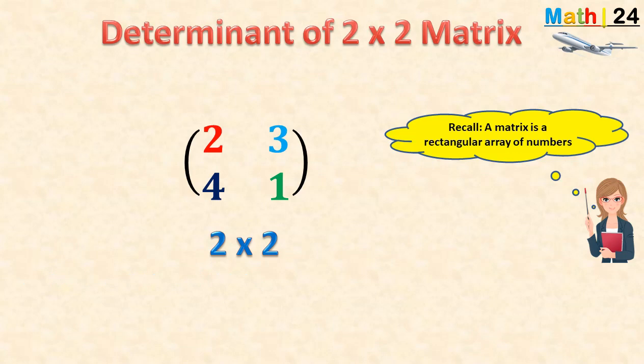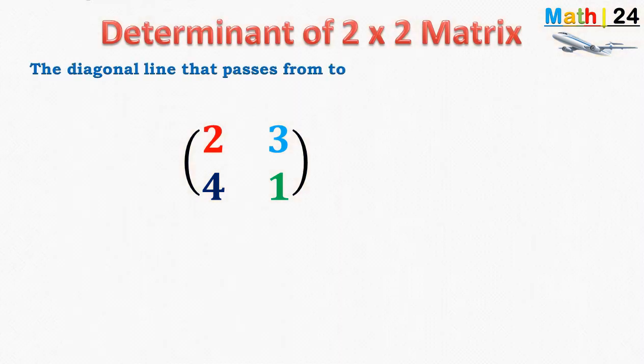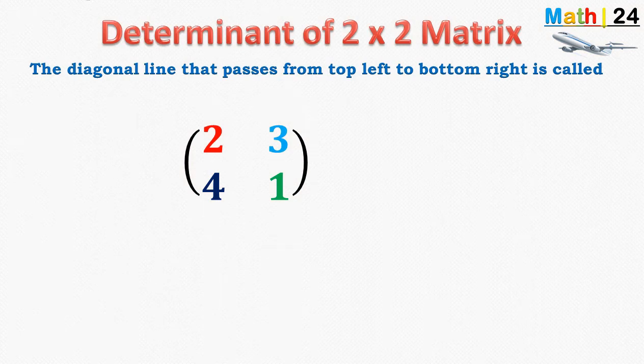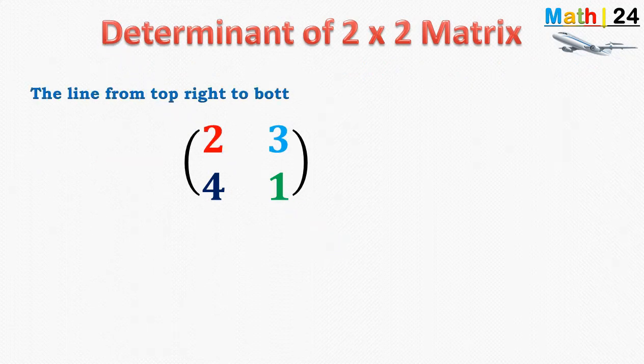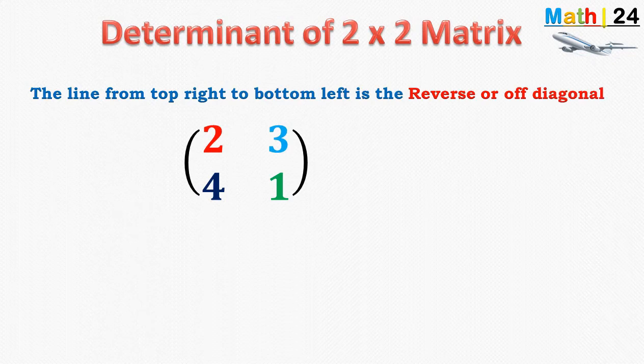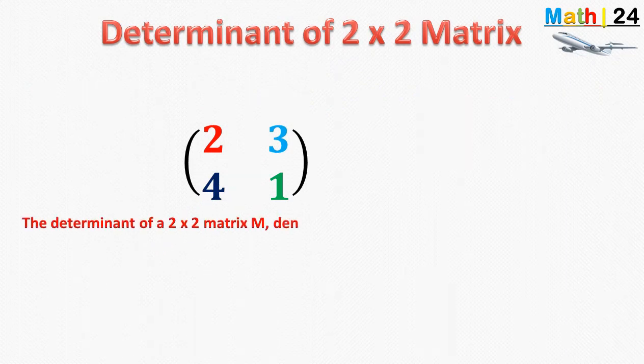Recall that a matrix is a rectangular array of numbers. You can think about the rows in your classroom as well as the columns in your classroom. The diagonal line that passes from the top left to the bottom right of the matrix is called the leading diagonal, as shown. However, the line from the top right to bottom left is the reverse or off diagonal.